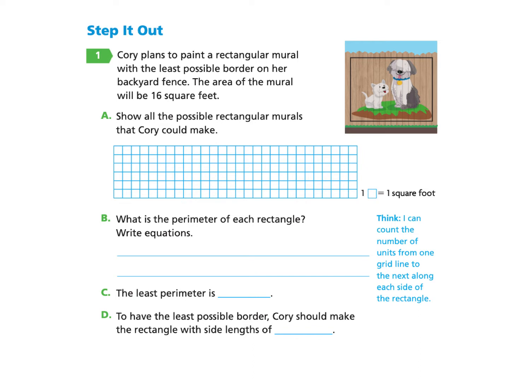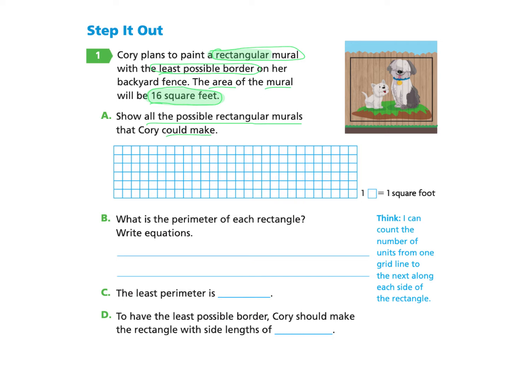Corey plans to paint a rectangular mural with the least possible border on her back fence. The area of the mural will be 16 square feet. Part A asks us to show all possible rectangular murals that Corey could make. So it's not just asking for one, but all of the different options. And we're going to be making rectangles that have an area of 16 square feet and are rectangular in shape.